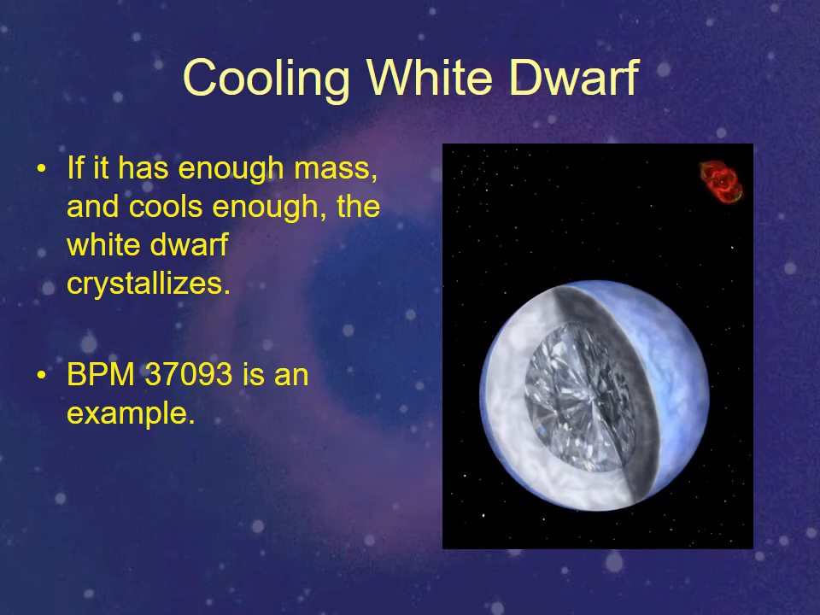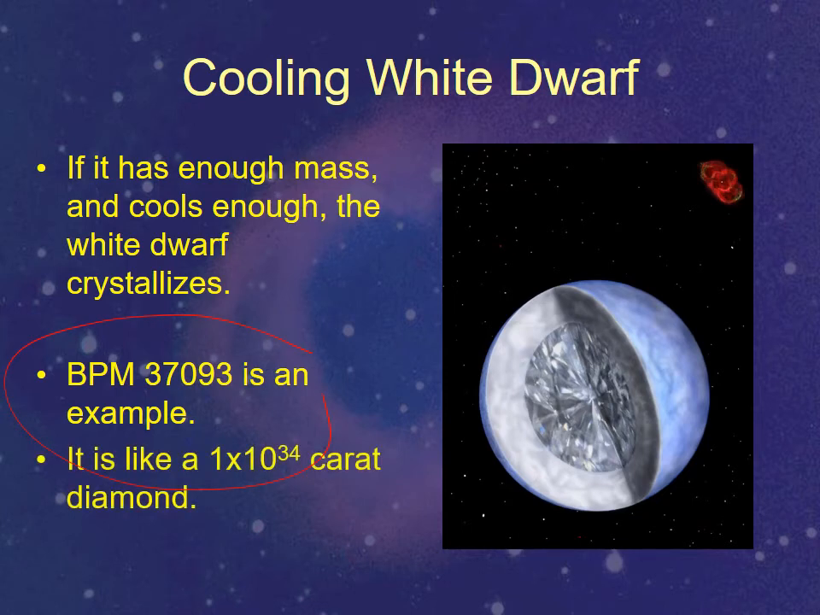Now, you have this white dwarf. It's carbon. It's gradually cooling off, and eventually it will crystallize. Well, what's crystalline carbon? Diamond. So imagine an Earth-sized diamond. In fact, we found a white dwarf that's cooled off to the point it's starting to crystallize. So it's turning into an Earth-sized diamond. And so this is the designation of that object right there. Okay. So it's roughly like a 10 to the 34 carat diamond. I imagine De Beers is already in the process of building a spacecraft to go mine it.